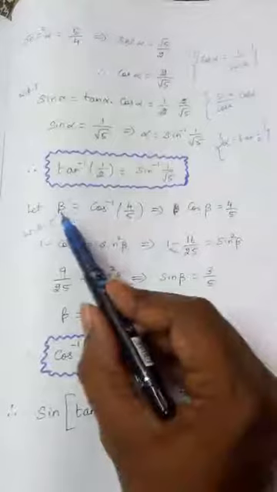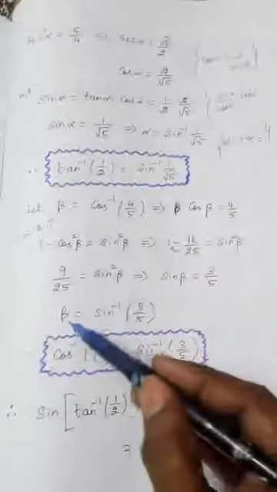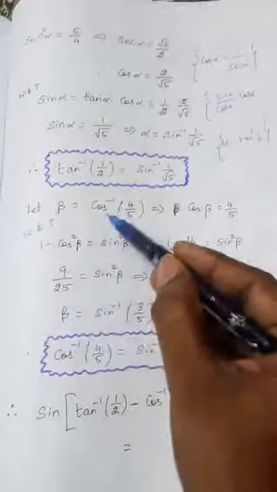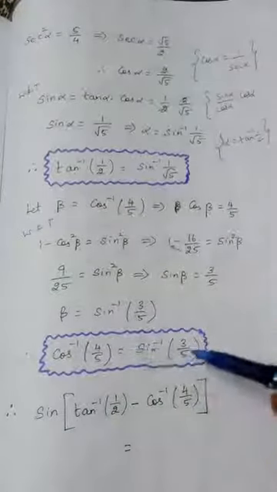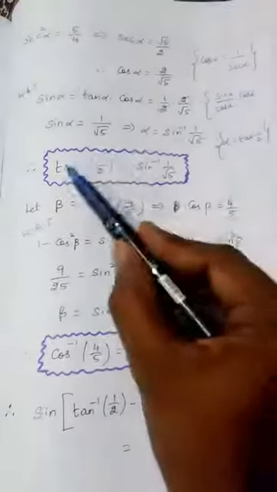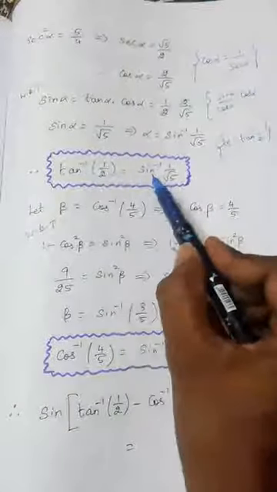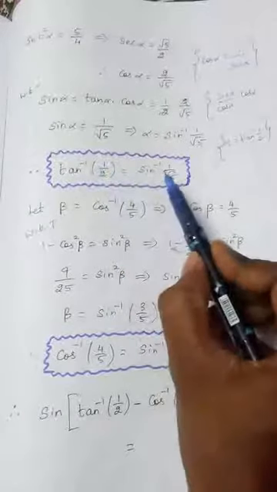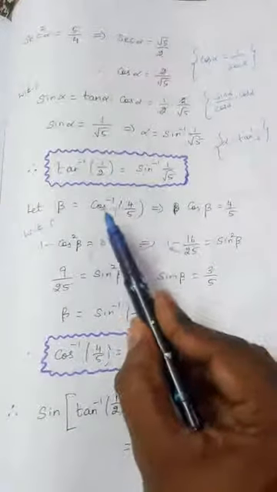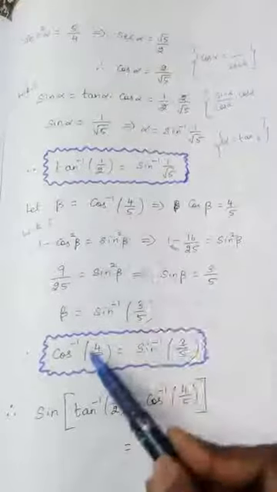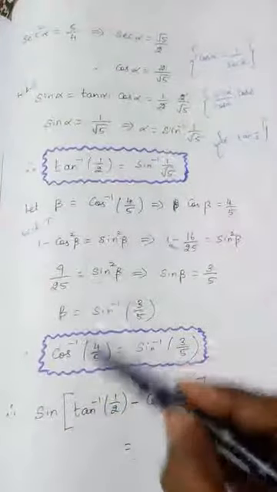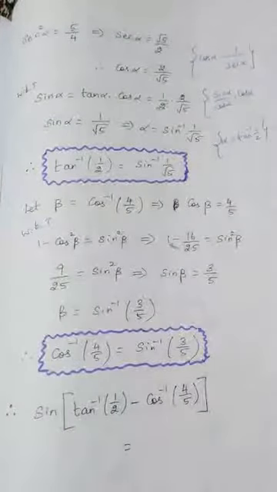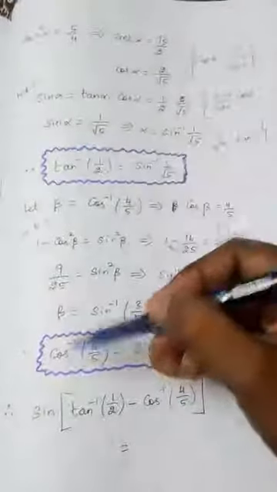But actually what is beta? Cos inverse 4 by 5. So in place of this beta, I am going to substitute this value. Cos inverse 4 by 5 equal to sin inverse 3 by 5. So first I wanted to convert tan inverse in terms of sin inverse, I did it here. Next, to convert cos inverse in terms of sin inverse, I did it in this step. Now cos inverse 4 by 5 is equal to sin inverse 3 by 5. Now tan inverse and cos inverse both are converted in terms of sin inverse.